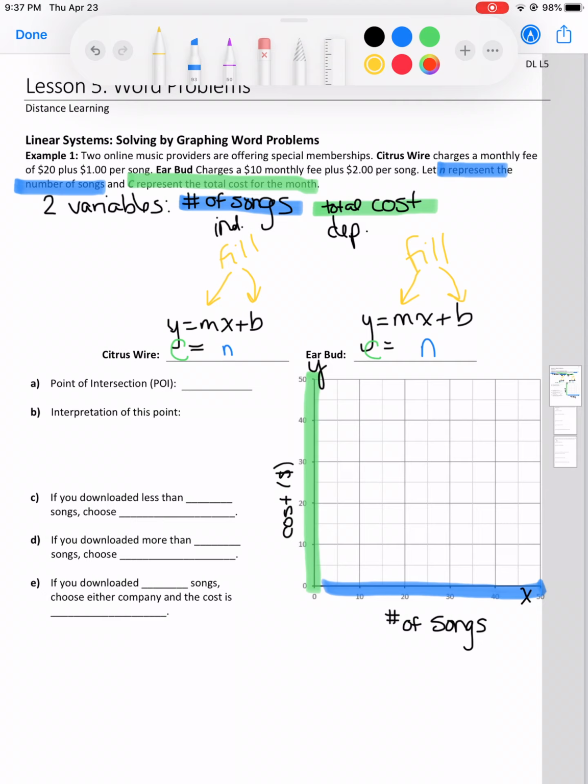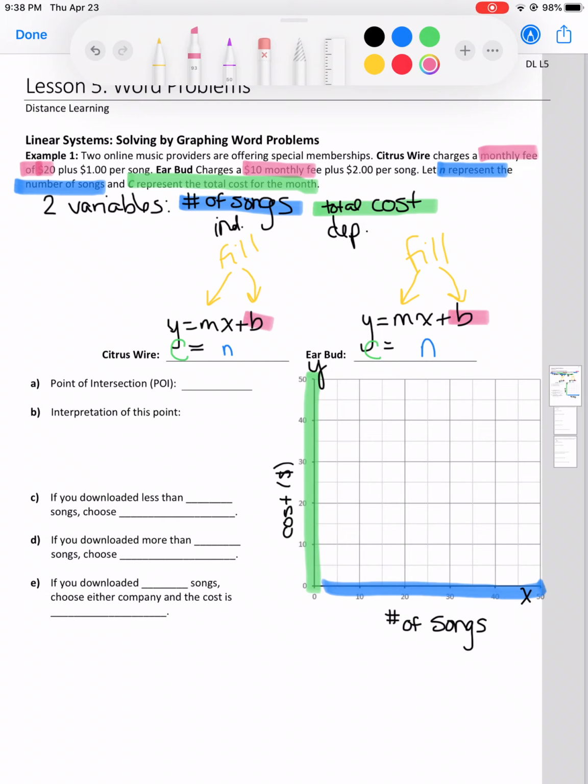2 online music providers are offering special memberships. Citrus Wire offers a monthly fee, a one-time fee, okay? A one-time fee of $20. What is my one-time fee? My M, which is my rate of change or my slope, or my B, which is my initial value, or my y-intercept. Right, it's my B. Okay? So for both of them, Earbud charges a $10 monthly fee.